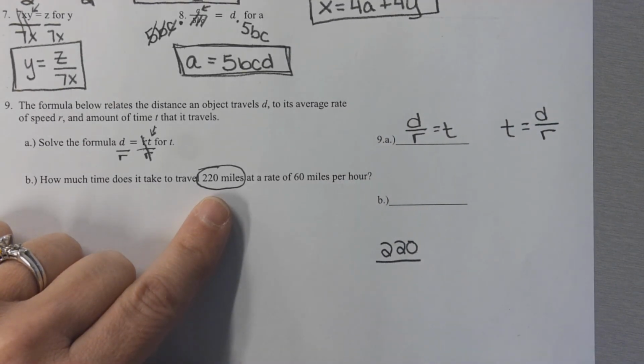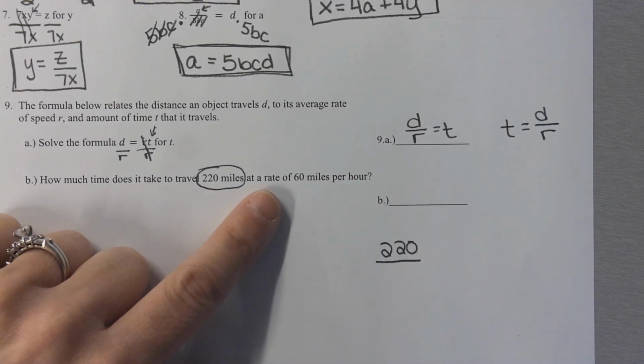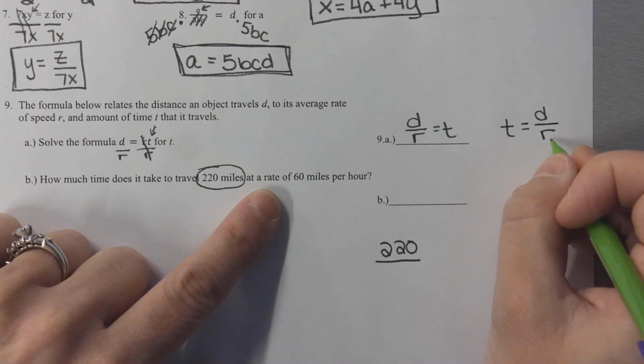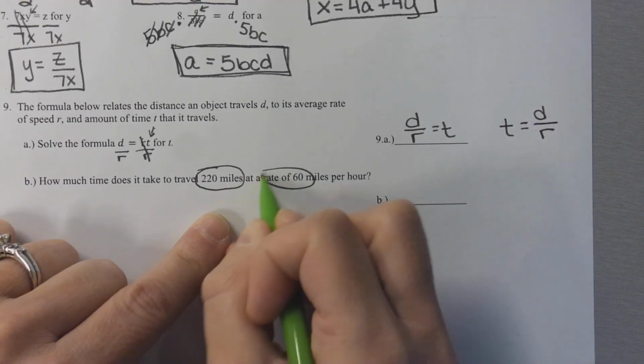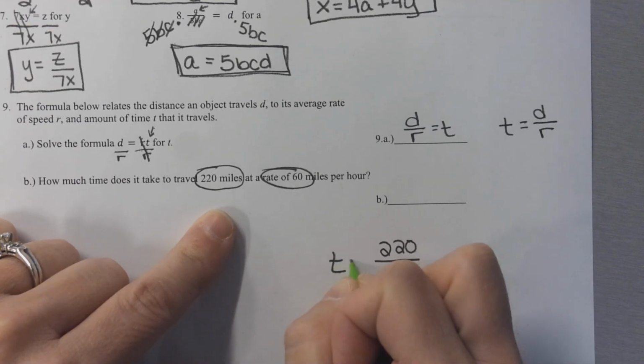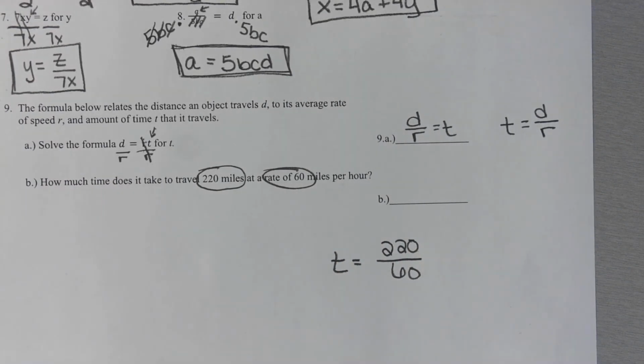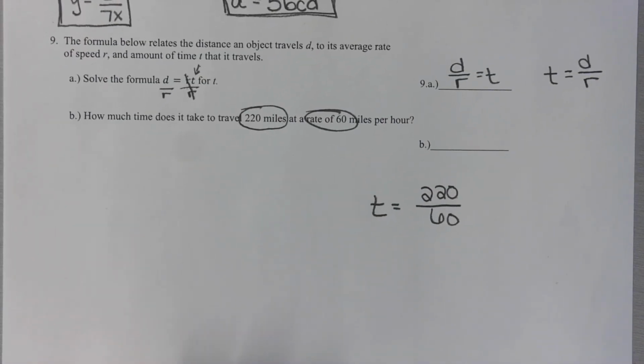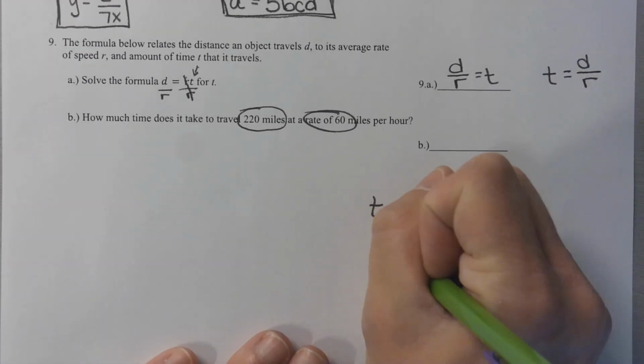It says rate right before it, and then it says rate, so we have to plug that in for the R. And remember, it was set equal to T. So we're going to be able to find T pretty easily. What do I have to do with those two numbers? Did you get 3.6 repeating when you divided?